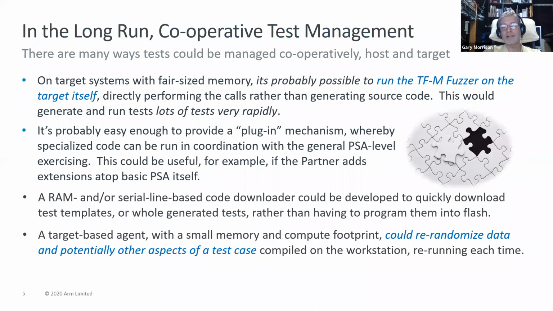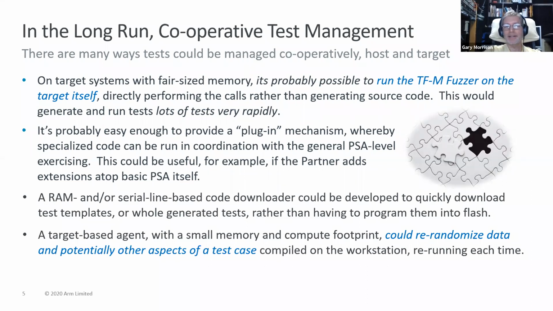Currently, though, this is strictly a host code generator tool as it currently stands. It's conceptually possible that this PSA level fuzzer could be modified so that it runs itself entirely on the target, if your target has enough space, and instead of generating code for it, just directly executes the PSA calls. That is conceptually a possibility of how one could do this entirely on the target.